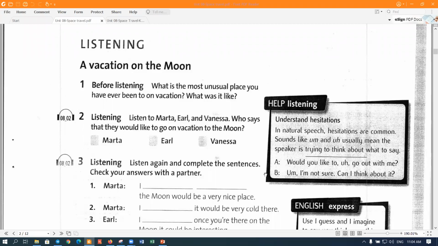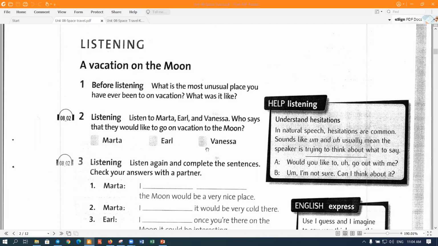Okay, now you are going to listen to Martha, Earl, and Vanessa, who says that they would like to go on vacation to the moon. Now we will listen to three people talking with an interviewer: Martha, Earl, and Vanessa. Do they say they want to go on vacation to the moon? Of the three, only one wants to go. When we listen, please choose one answer. Okay, listen with me all together.